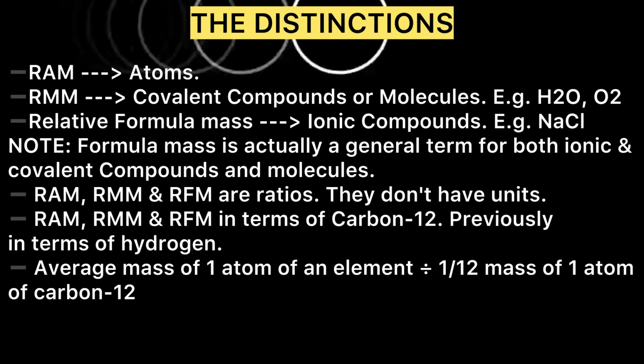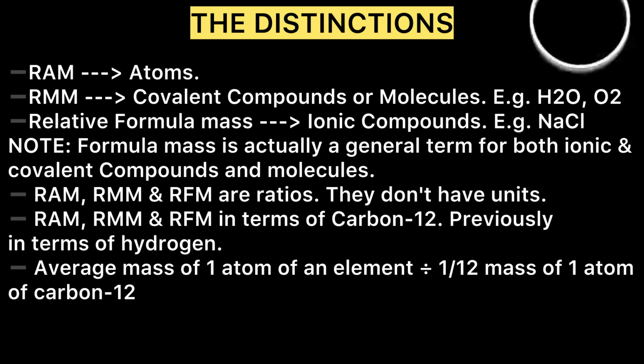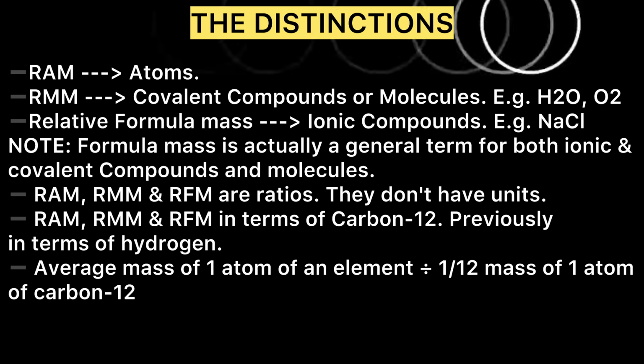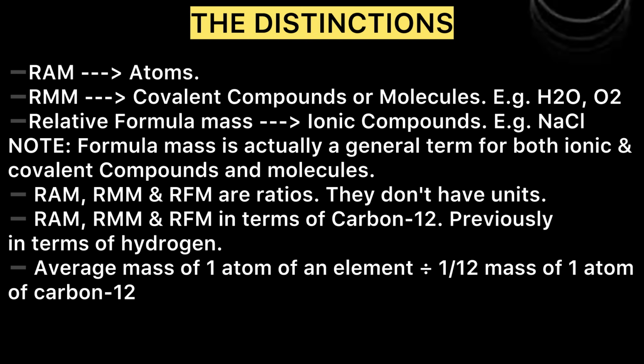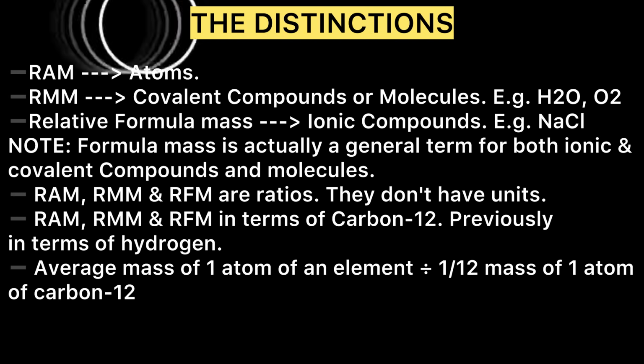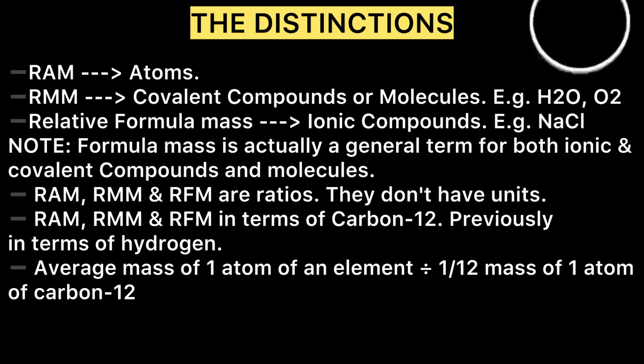Why? Because relative formular mass is for ionic compounds. Relative molecular mass is for covalent compounds or molecules. But we usually make the mistake, even textbooks, they will say, what is the relative molecular mass of NaCl? But it's wrong. Technically, in chemistry, we call it relative formular mass. So anything that involves an ionic compound is formular mass.